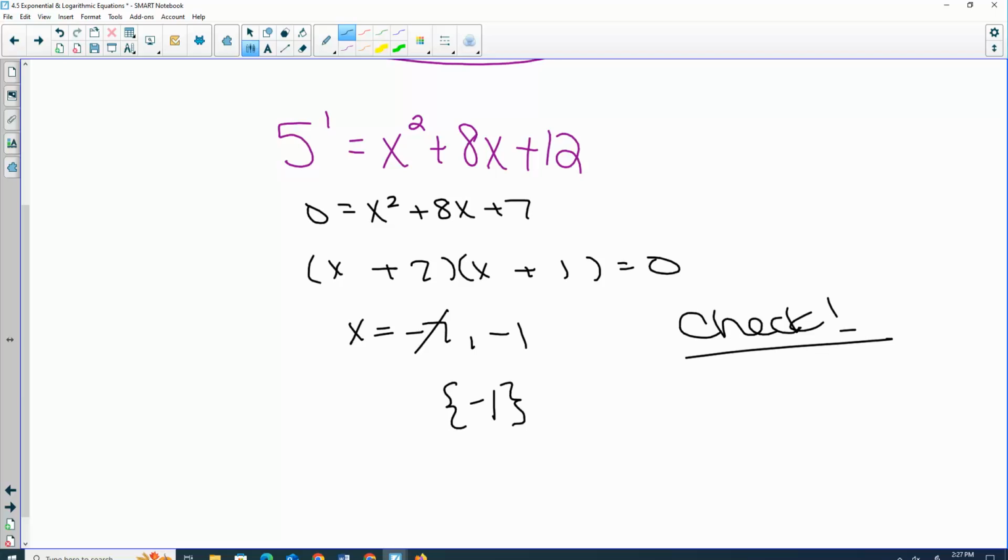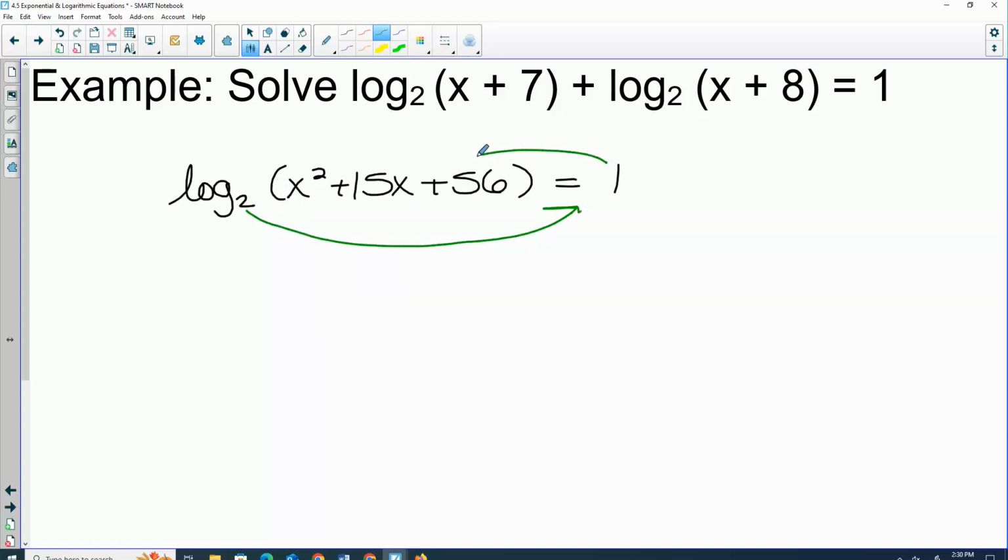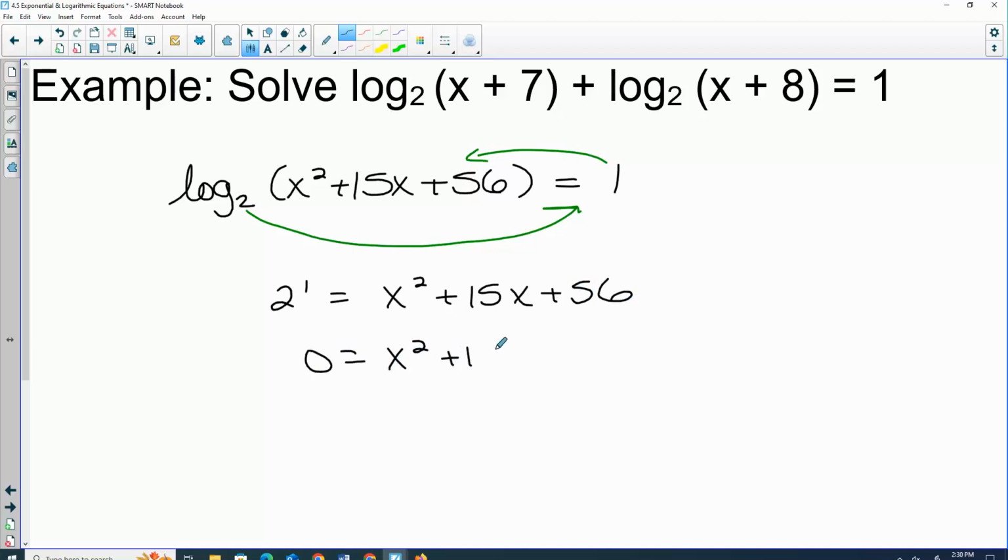Okay. Why don't you guys try one of those? So 2 logs added, we put them together with multiplication, which means you have to FOIL. So we get log base 2 of x squared plus 15x plus 56. Since there's already a log on one side, but not the other, we can't just take it away, so we have to do the definition of a log. So that means 2 to the first power equals x squared plus 15x plus 56. 2 to the first is 2, so subtract that over.